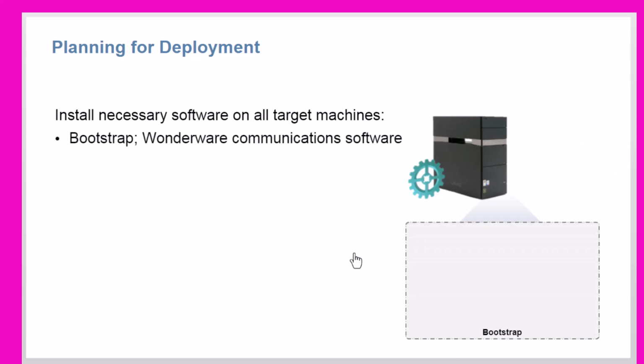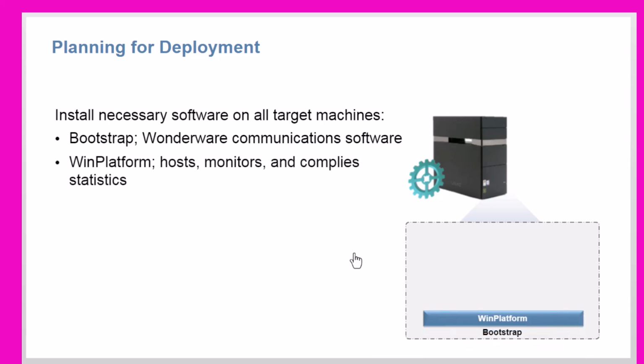First, all computers that are part of the Galaxy must have Bootstrap installed. This is a Wonderware communication software to talk to all devices and production machines. Bootstrap comes with the Wonderware-based software. Next is to install WinPlatform. Only one WinPlatform object can be deployed to a computer, which means a computer can only belong to one Galaxy at a time. The platform hosts, monitors, and compiles statistics about the state of the computer it is on, and starts and stops the engines.